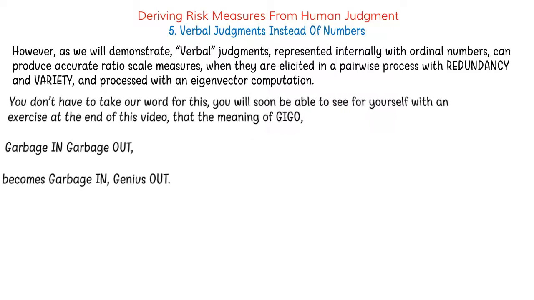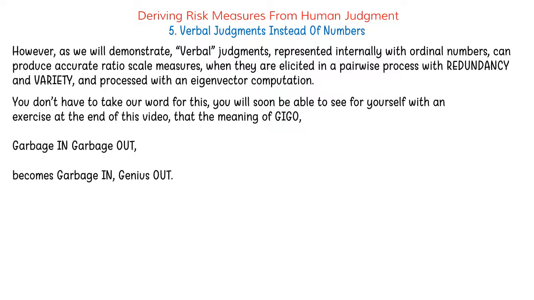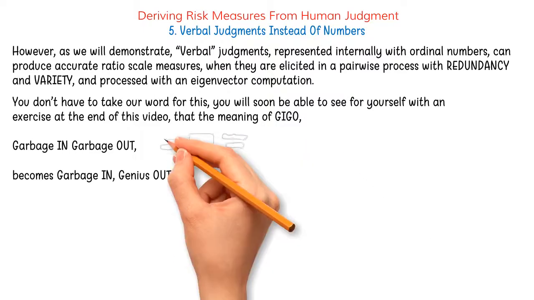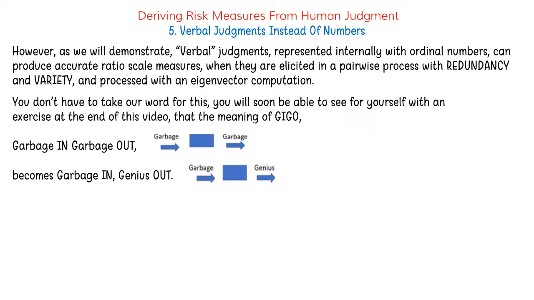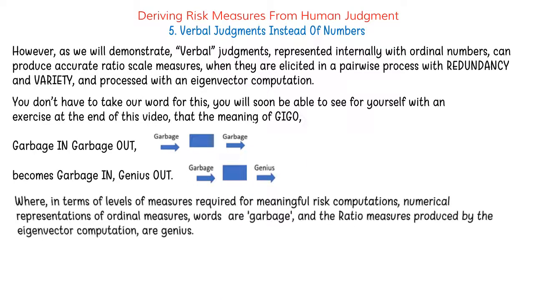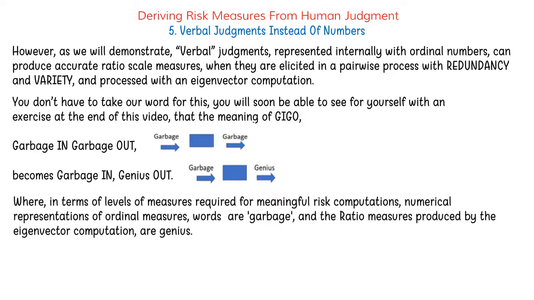You don't have to take our word for this, you will soon be able to see for yourself with an exercise at the end of this video, that the meaning of GIGO, garbage in garbage out, becomes garbage in, genius out. Where, in terms of levels of measures required for meaningful risk computations, numerical representations of ordinal measures, words, are garbage, and the ratio measures produced by the eigenvector computation are genius.